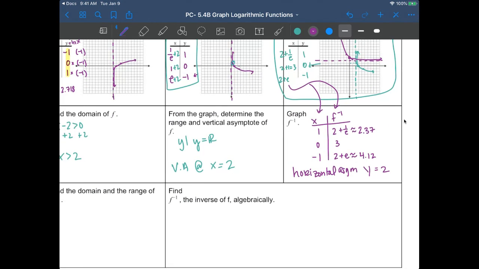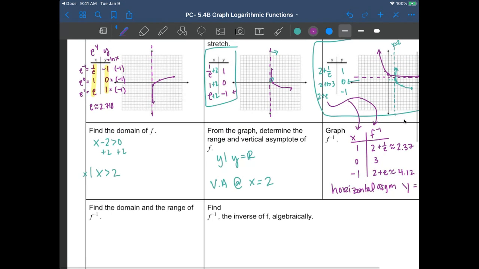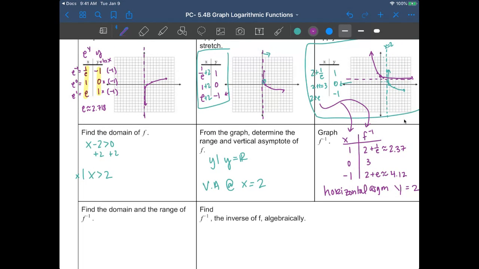All right, so from the graph, we're going to figure out the domain and the range. So I can see that the domain is that x's don't stop, so x equals all real numbers. The y's have to be greater than our horizontal asymptote, so greater than 2.